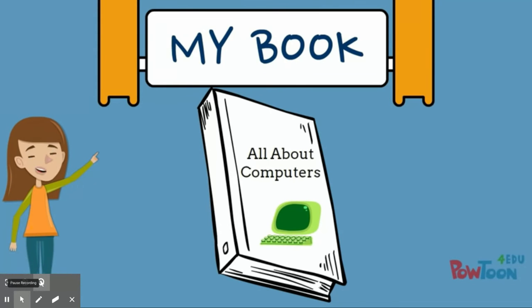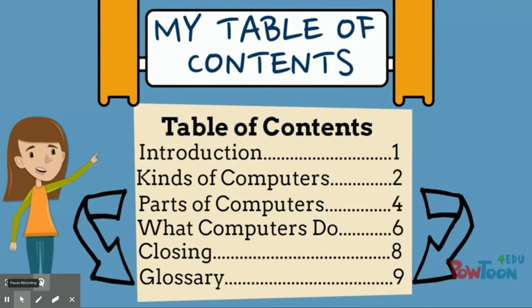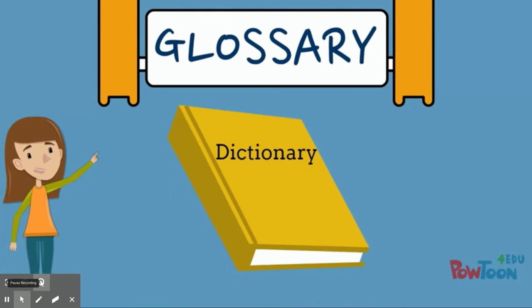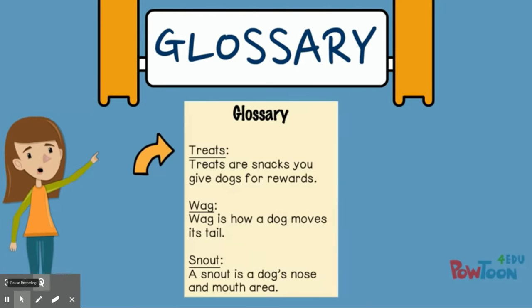A glossary is usually at the end of an informational book. It's kind of like a dictionary. It lists all of the important words about the topic. Then it gives the definition or an explanation of what the word means. That way, the reader can learn new words and what they mean.